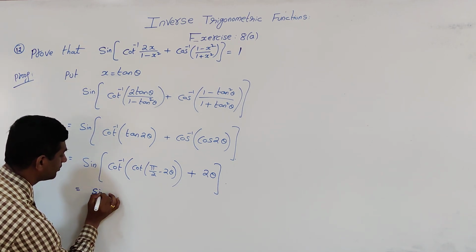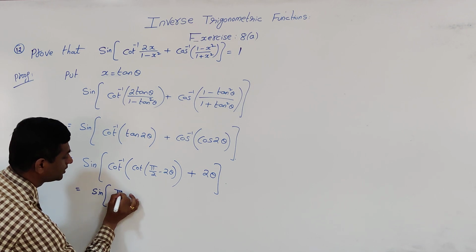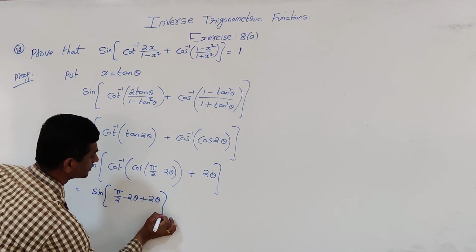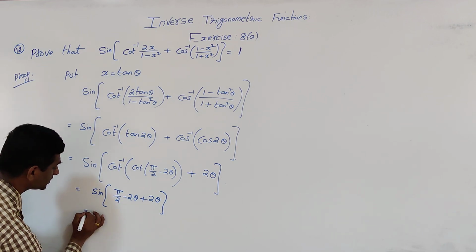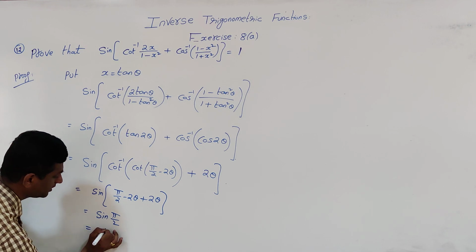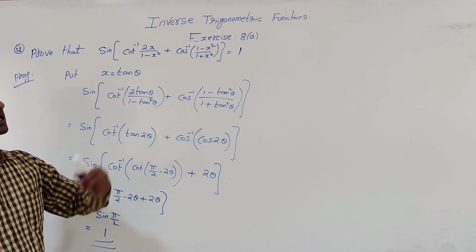So sin of pi by 2 minus 2 theta plus 2 theta. So minus 2 theta plus 2 theta cancel. So sin of pi by 2. So what is the value of sin 90? It is 1. So that is the RHS.